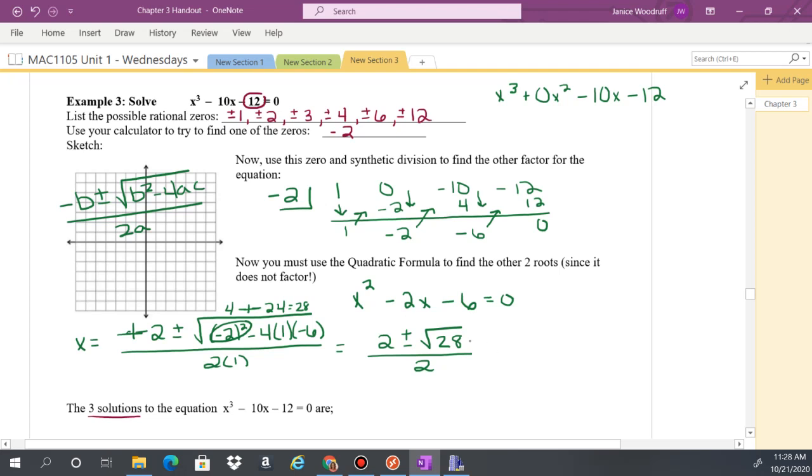Yeah, we can pull a 4 out of that. Radical 4, radical 7, and the square root of 4 is 2. So then this looks like this: 2 plus or minus 2 root 7 over 2. Can I take all those 2's and reduce? Yeah, so 1, 1, 1. So final answer here, 1 plus or minus 1 root 7 over 1. So I just need to write 1 plus or minus root 7.